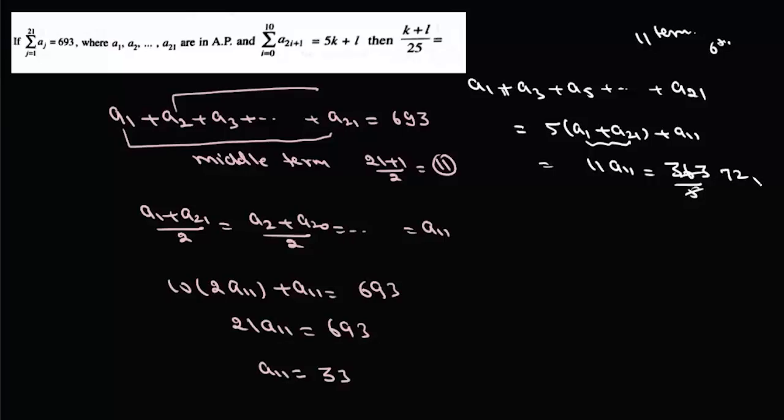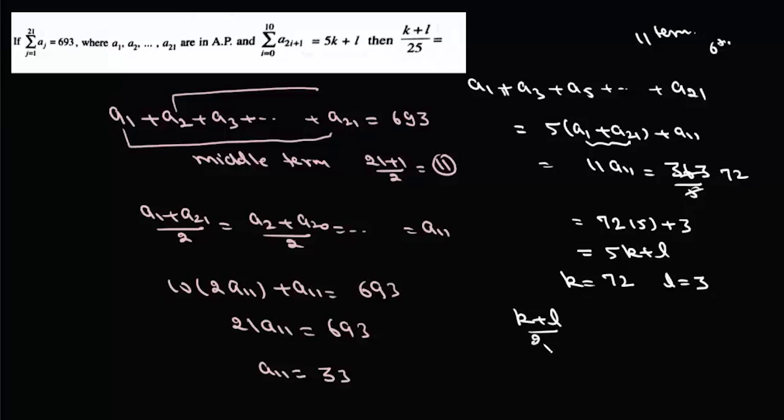Now we divide by 5, it will be 72 into 5 plus 3. We have expressed it in the form 5k plus L, where the value of k is 72 and value of L is 3. Now it is asking for value of k plus L upon 25. So there will be 75 upon 25, that is 3. So answer to this question is simply 3.